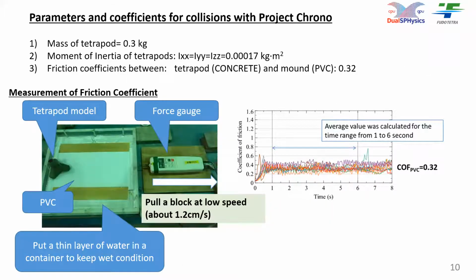The friction coefficient is an important parameter to reproduce the behavior of the tetrapods. So we measured the coefficient of friction between the tetrapods and PVC in advance. As shown in the photo, the tetrapod model was placed on a PVC panel, and the friction force was measured by pulling it slowly. The measurement was repeated 10 times, and we obtained an average value of 0.32 as the coefficient of friction. This value was then used in the calculation by Project Chrono.